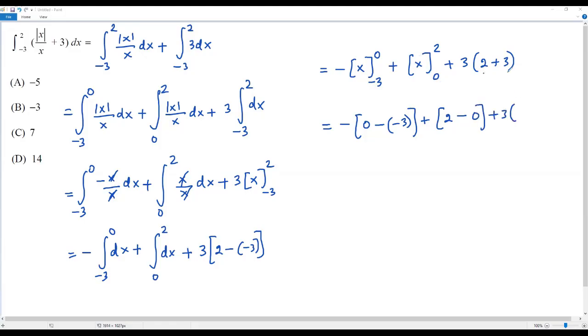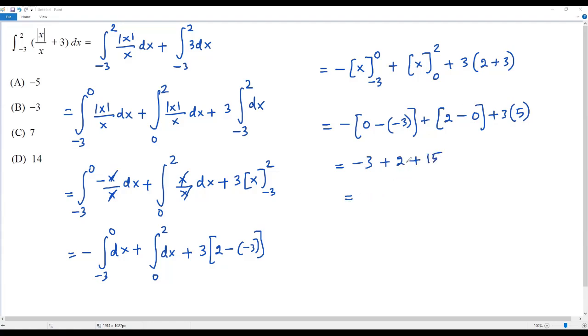Positive 3 times 2 positive 3 is 5. Okay, here and negative. We can skip this 0. Negative times negative is positive. That is, we get positive 3. Positive 3 times negative sign will be negative 3 over here. Positive 2 minus 0 is 2. Positive 3 times 5 is 15.